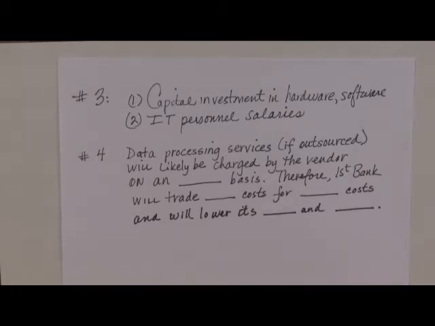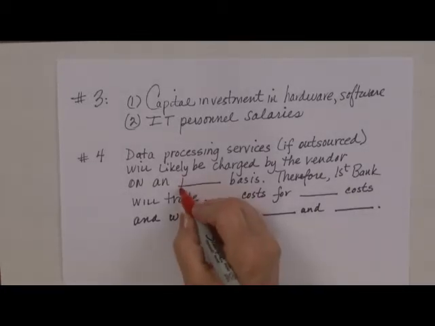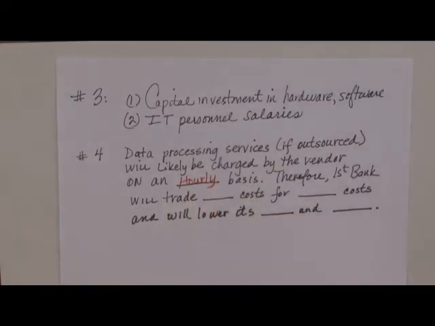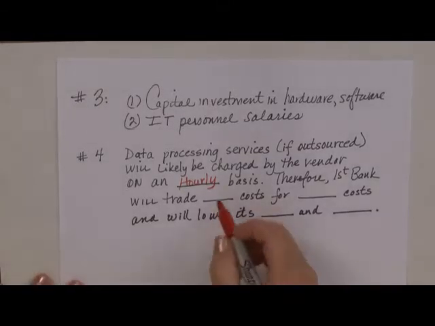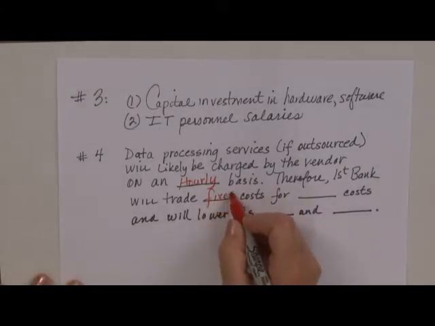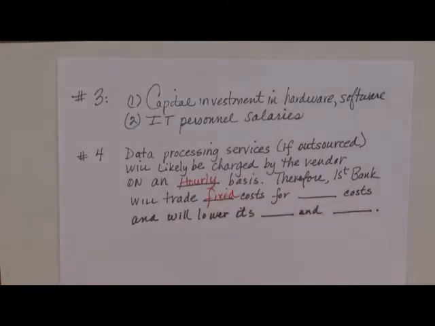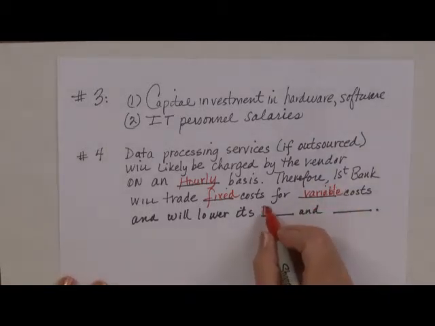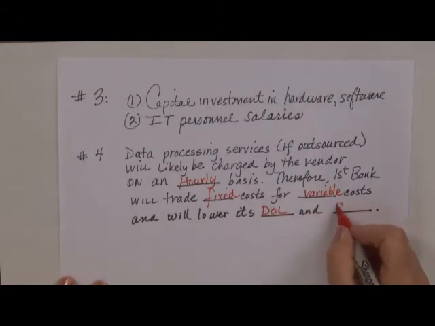If we outsource the data processing services, the vendor will likely charge us on an hourly basis, which means this would become a variable cost. Therefore, First Bank will trade fixed cost, which were those salaries and that capital investment, for variable costs, which would be those hourly rates. It will lower its DOL and its level of risk.